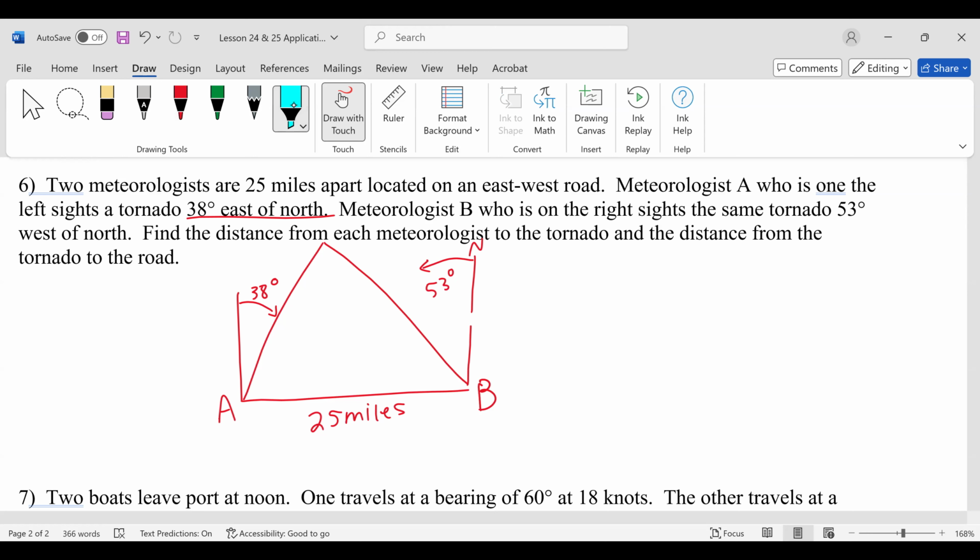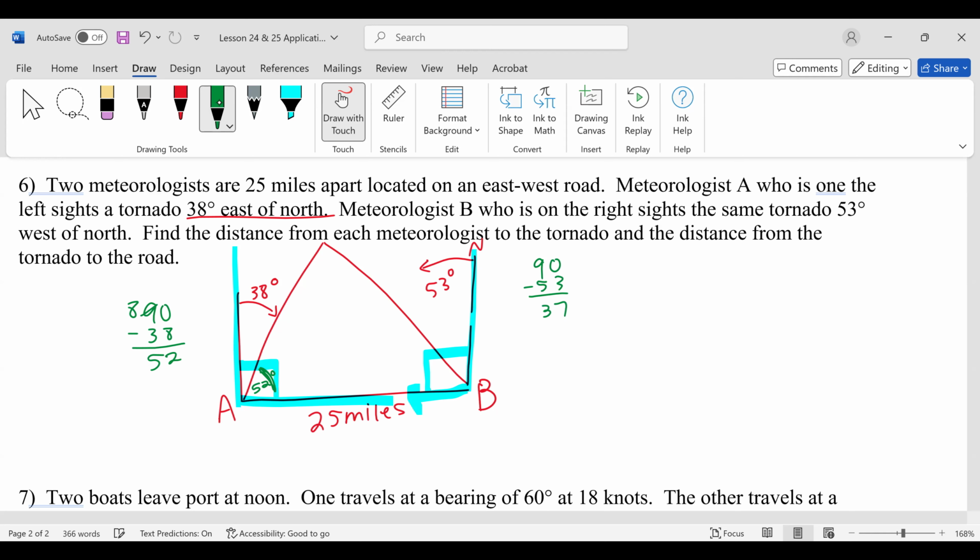And guys, this is a compass. This is north and this is east, right? So that's a 90-degree angle. This is north and going this direction is west. That's 90 degrees. So to find this inside angle, I'm going to do 90 minus 38, and I get 52. So this is 52 degrees in here. And then 90 minus 53, I'll get 37 degrees here. All right. And since I have two angles in my triangle, I can find the third angle by adding 52 and 37 together.